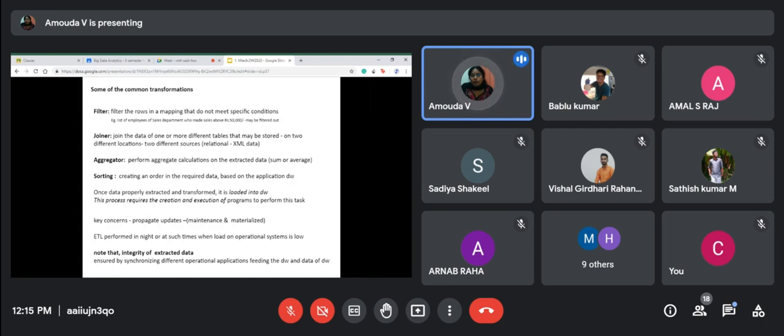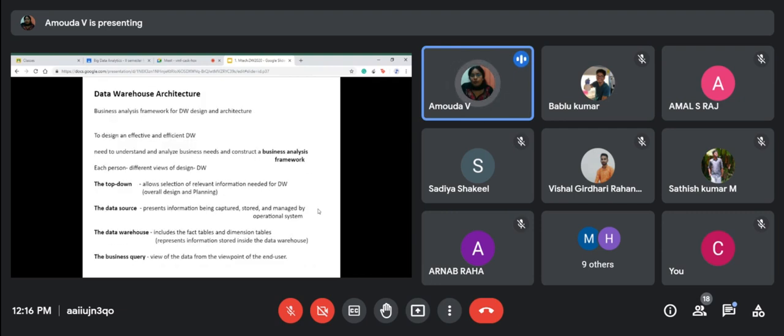Aggregator: aggregate calculation and extracting the data, such as summation, average or count, all this comes under this one. Sorting: creating the order in which the required data needs to be. All these things are done properly after transformation. It requires creation and execution of a program. That particular program does the job of loading the data into the data warehouse.